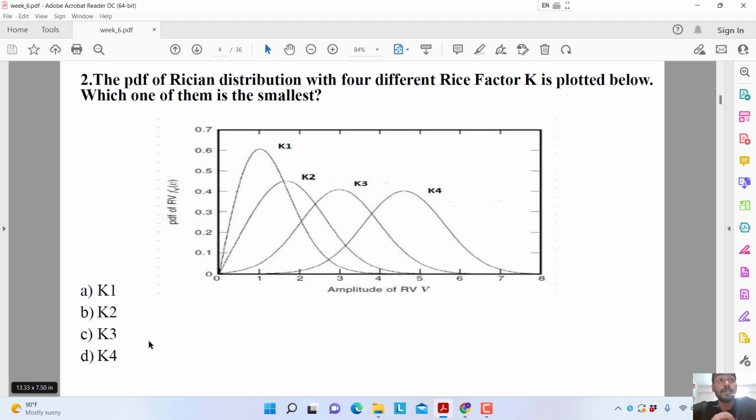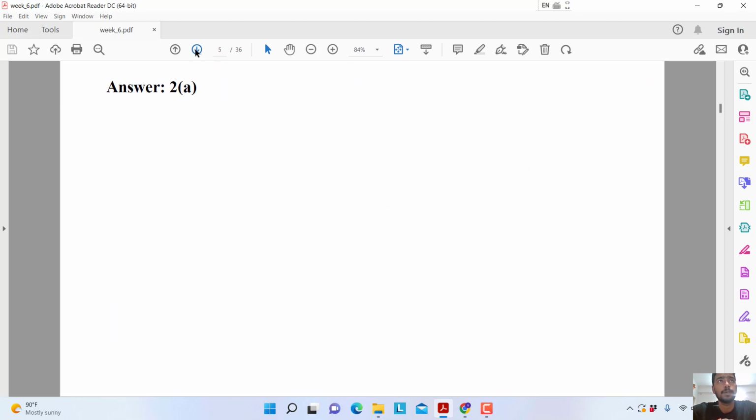Okay, basically the Rician distribution represents the LOS component. Whenever we have a line of sight environment, we use the Rician distribution to represent it. The PDF is designed with the parameter K, which is called the Rice factor. There are four plots. So which one is the smallest? K1 has the smallest. So option A is the right option. For question number two, option A is right and K1 is the right option.